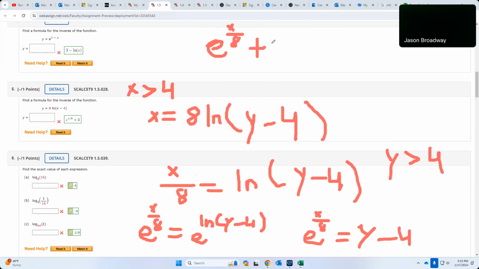Then plus 4. That's a vertical movement of 4 upward. That equals Y, which is, of course, going to be the inverse of the old function. The old Y is the new X and vice versa. There it is.